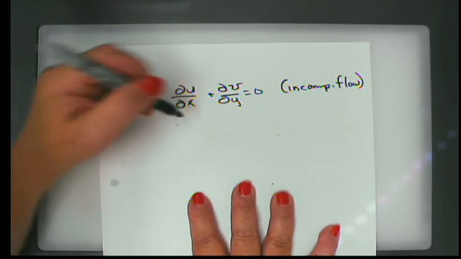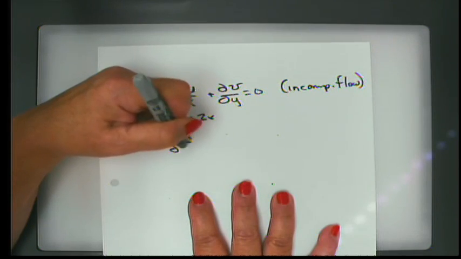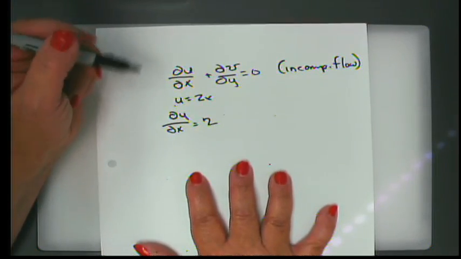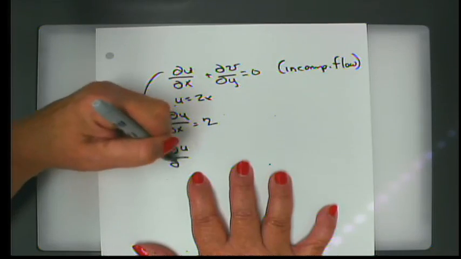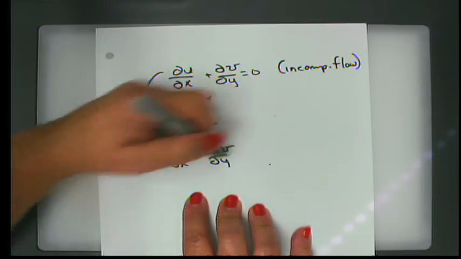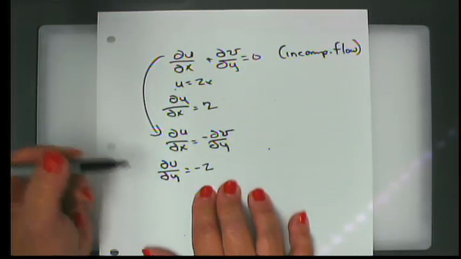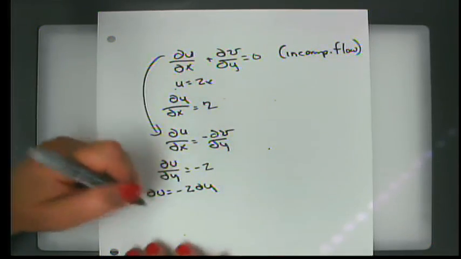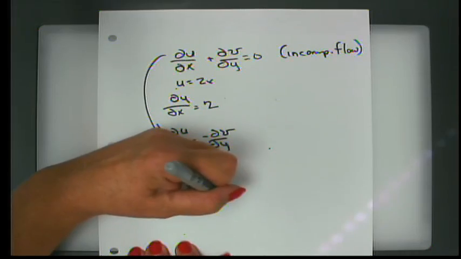All right, so we know that u is equal to 2x, so ∂u/∂x is equal to 2, just by doing the differentiation with respect to x. So based on the continuity equation, we can see that ∂u/∂x equals negative ∂v/∂y, or we could say that ∂v/∂y is equal to -2. So if we separate, we can see then that v is equal to -2y plus some function of x.